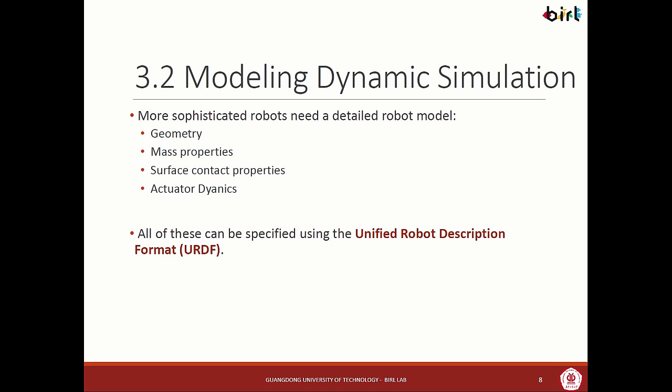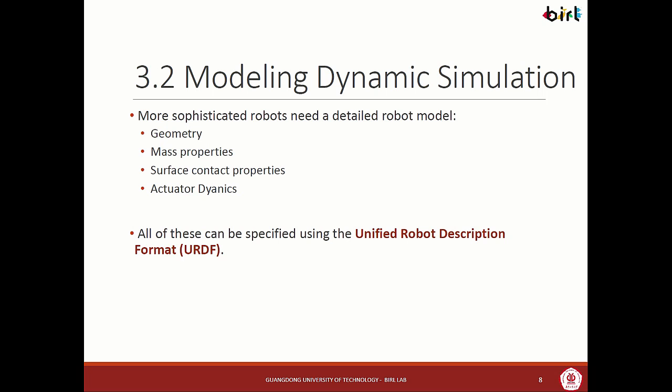If you want to be able to simulate dynamics, you need to know if I have a robot link, how heavy is it? What are the inertial properties, the rotation of inertia of the link? How does it behave? Is there friction? What are some different kinds of parameters? You have surface contact properties, talking about friction, Coulomb friction, or other kinds of friction. And then you have actuator dynamics, something like transmissions and other things like this.